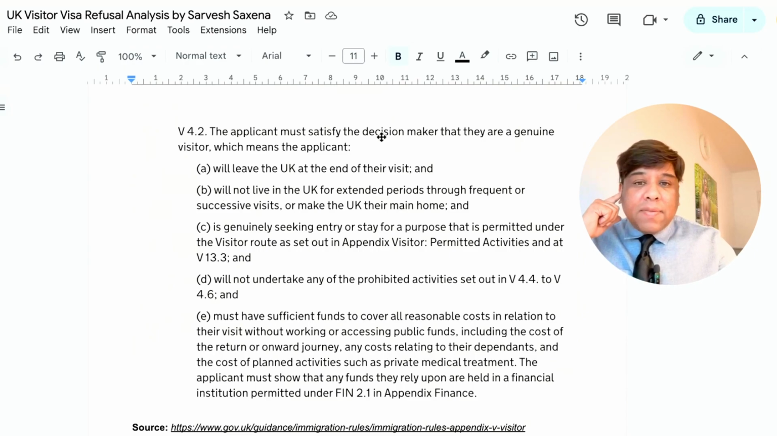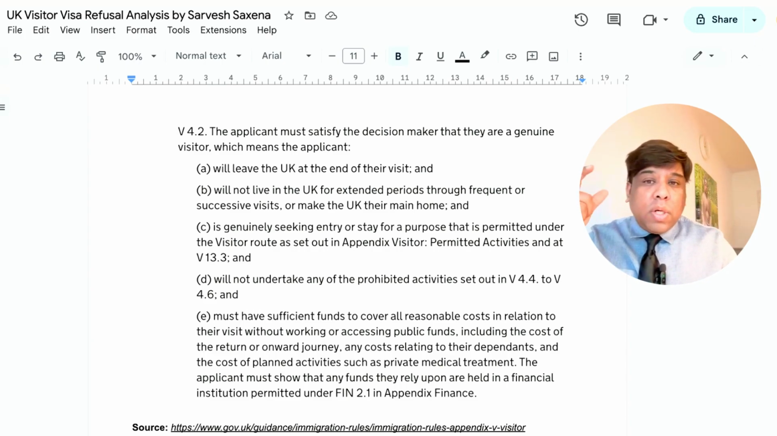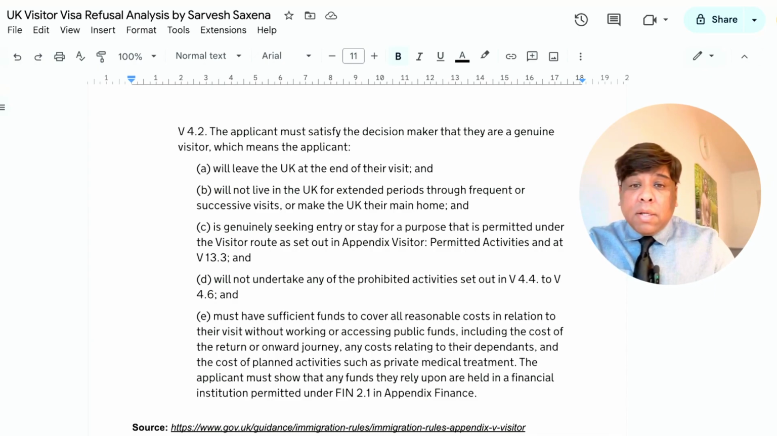The applicant must satisfy the decision maker that they are a genuine visitor, which means they will not live in the UK for extended periods through frequent or successive visits or make the UK their main home. Now, what it means is every year you go to the UK 2 times, you have 6 months of visa, but in 6 months you actually live there for 5 months and 5 months. That is 10 months out of 12 months. That is actually like living in that country and making the UK a main home, right?